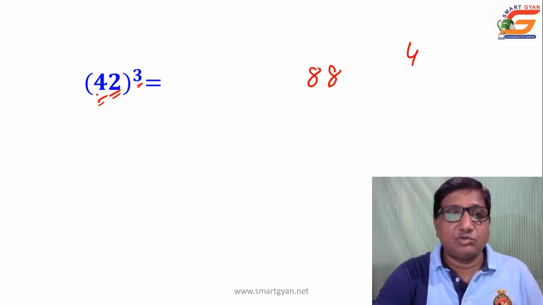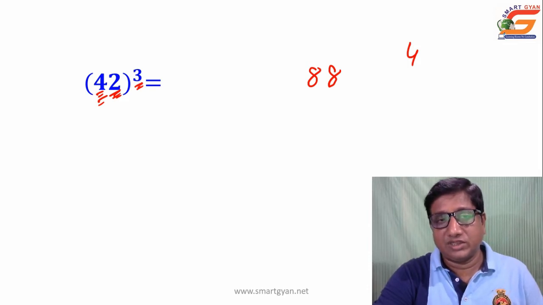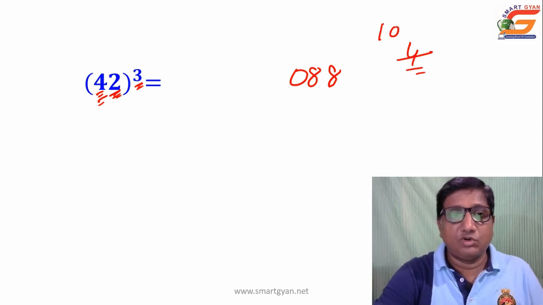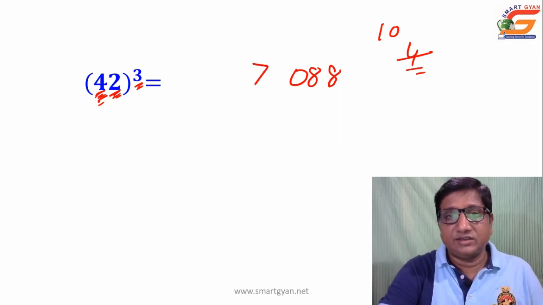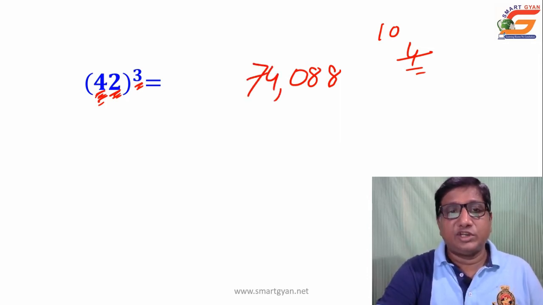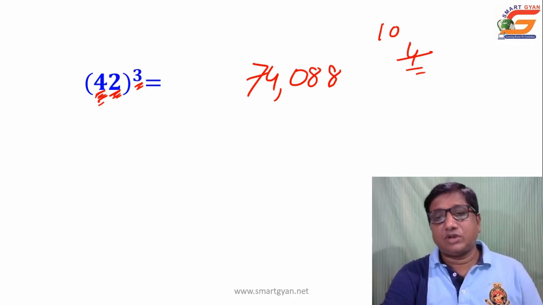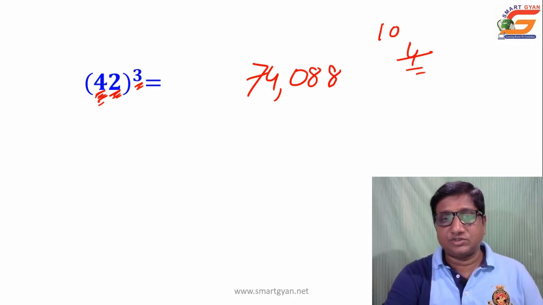Next is 4 square 16 into 2, 32 into 3, that is power, 32 into 3, that is 96 plus 4, 96 plus 4 is 100. We will write 0 carry 10. Then 4 cube, cube of tens digit, 4 cube 64 plus 10, 74. So, 42 cube is 74,088. Yes, this is without writing any steps, you can straight write mentally the answer in a straight line.